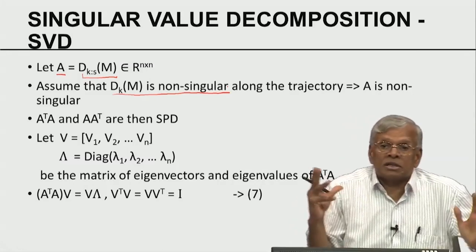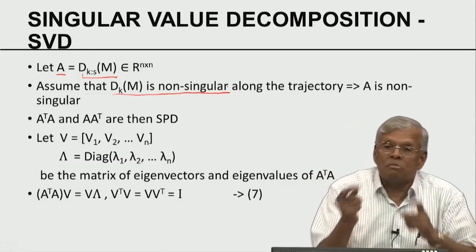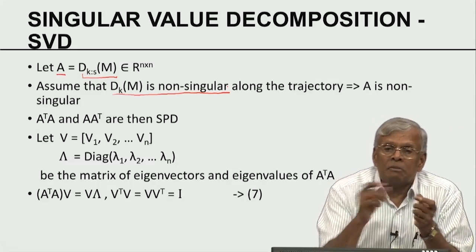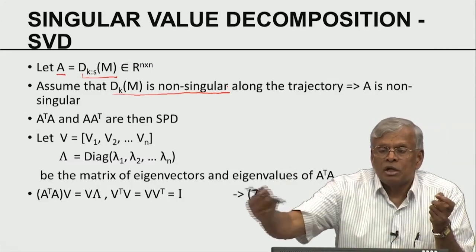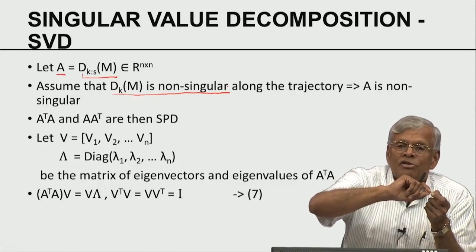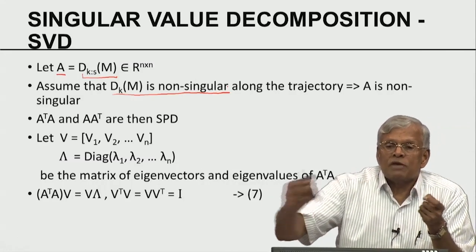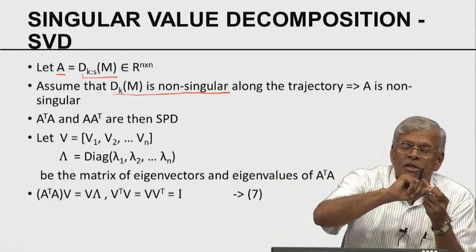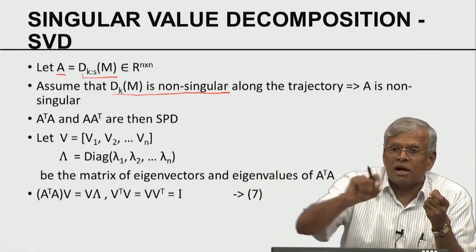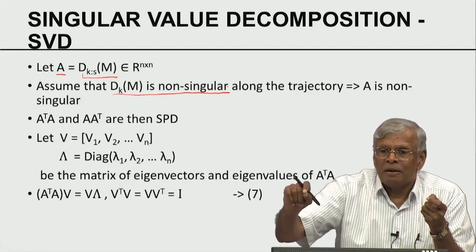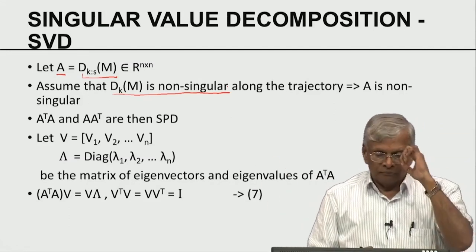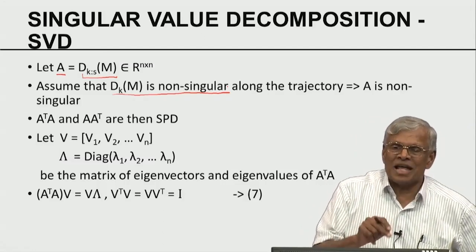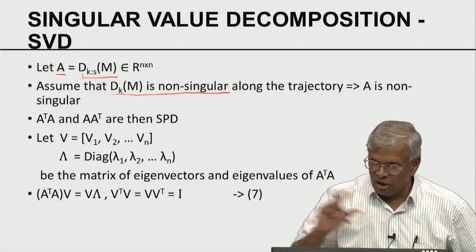Sometimes the model could be screwed up. How do you measure that? Look at the Jacobian. The model gives you a solution, and you evaluate the Jacobian along the trajectory. If the Jacobian remains full rank, the model is well formed. If the rank of the Jacobian along the trajectory varies, then the model is not well formed. So I'm assuming the model is well formed, in the sense that the Jacobians along the trajectory are non-singular.